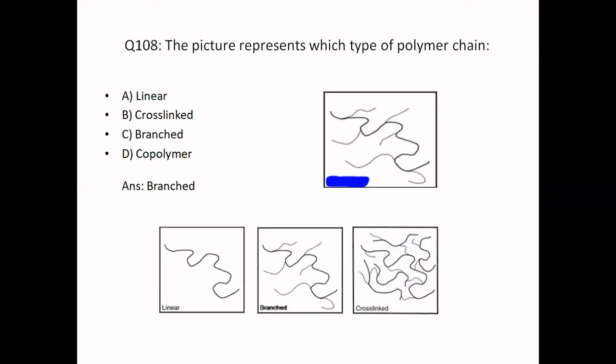Now the picture represents which type of polymer chain? Here with the linear, we can also see branching of the polymer chain. So the answer has to be a branched polymer. Your cross-linked is the branched and the linear polymer having interlinks. If they are joined, then it becomes a cross-linked polymer.